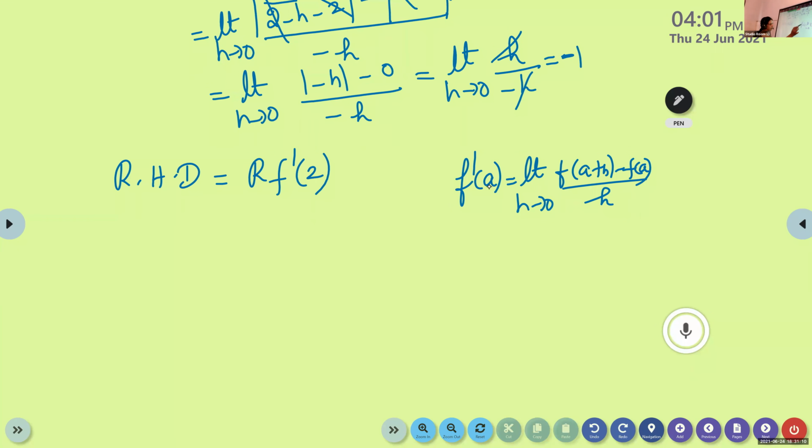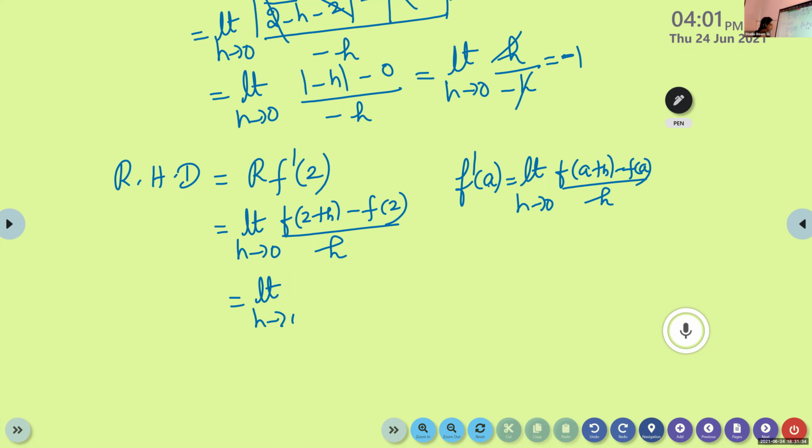So it is at the point a. So if it is at the point 2, we can write this as limit h tending to 0, f of 2 plus h minus f of 2 by h. So now, what is f of 2 plus h?